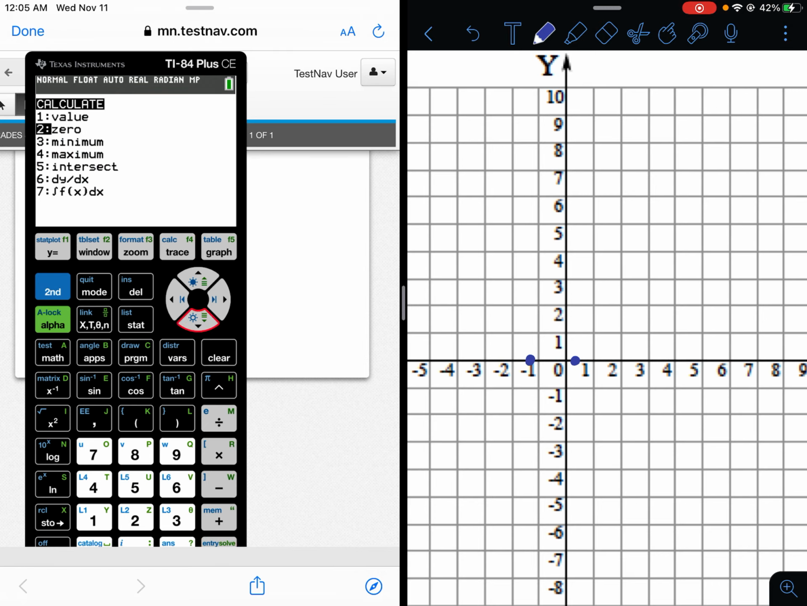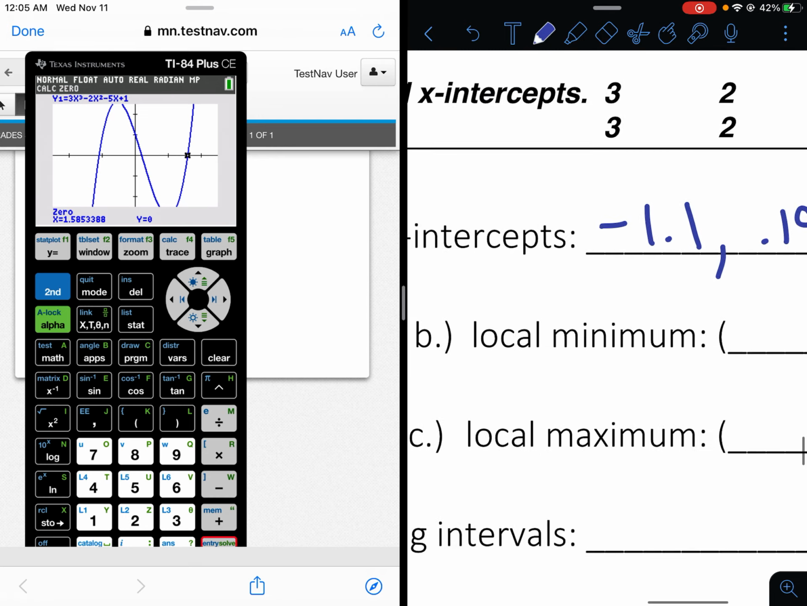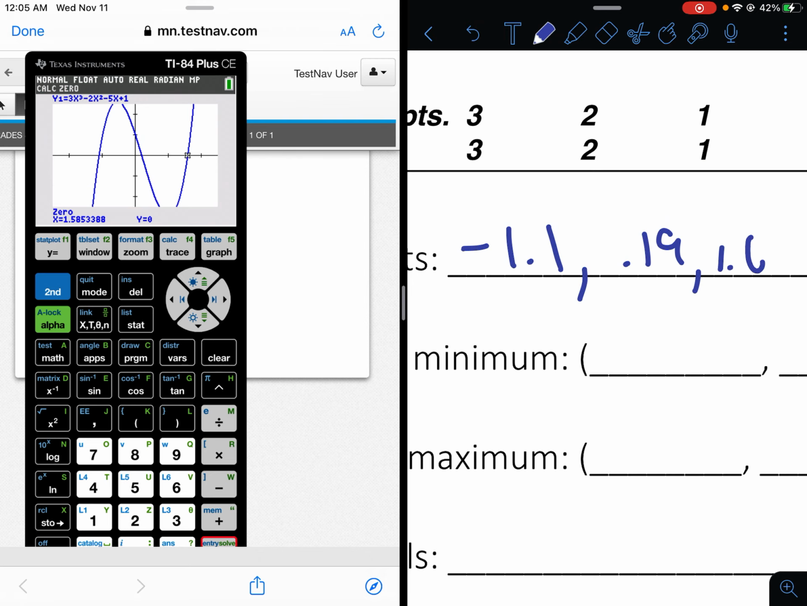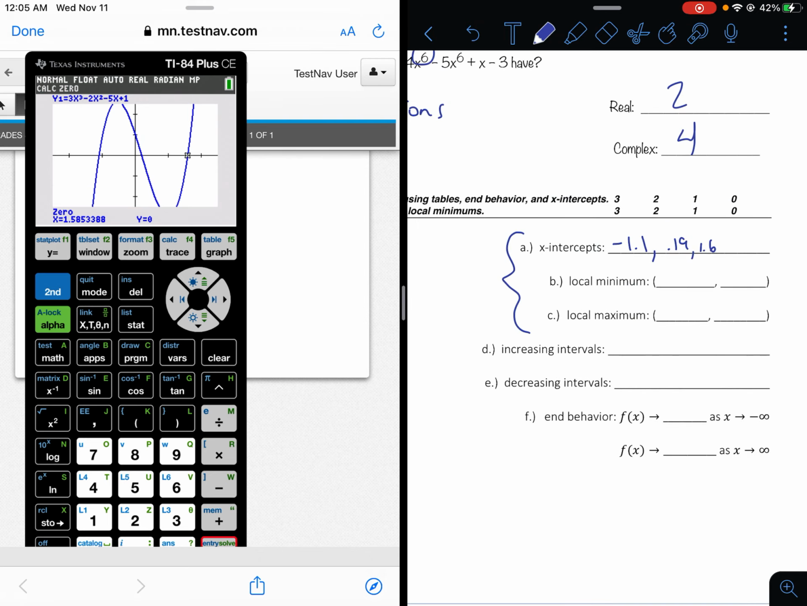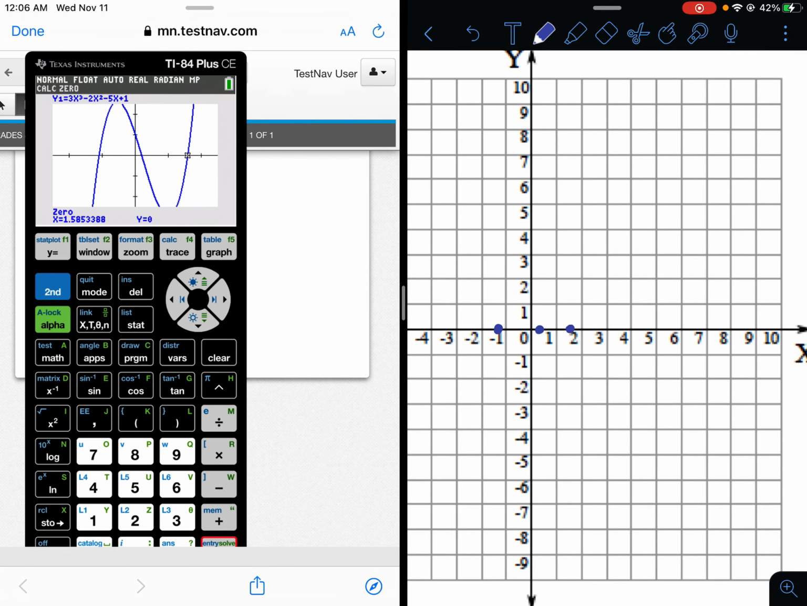And then finally, the third one, 0, enter over here. Again, I go a little bit left, always left first, then a little bit right, enter a third time. And so there's the third one at 1 point, looks like 1.6 if I round it. So 1.6 is my third x-intercept. So I go over here, 1.6 is somewhere right in here.